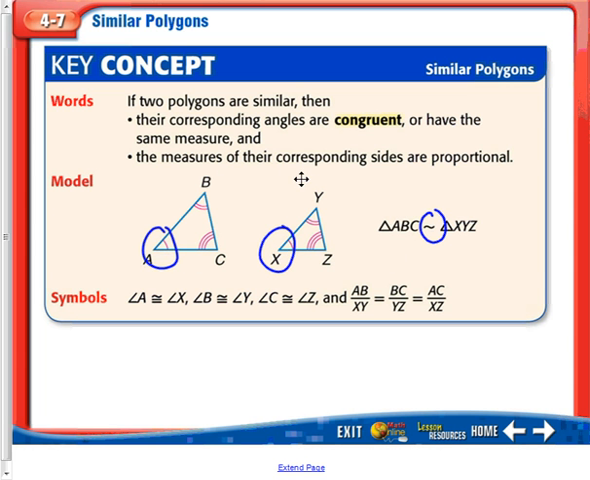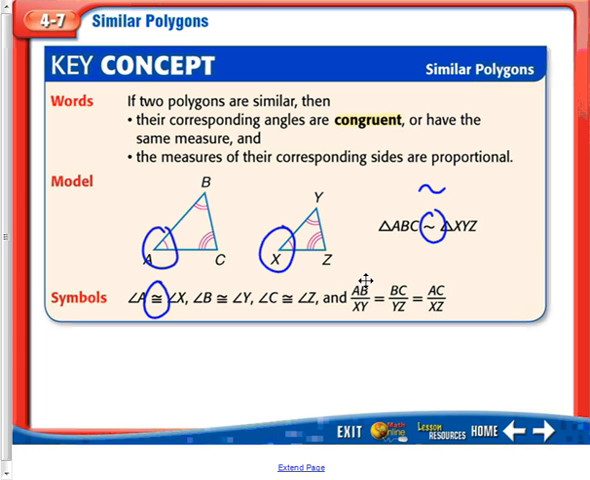And angle B is congruent to angle Y. Angle C is congruent to angle Z. Therefore, triangle ABC is similar to triangle XYZ. Notice it's just one squiggly line. That symbol means is similar to. This line right here means is congruent. So angle A is congruent to angle X. If you learn the symbols, you wouldn't necessarily have to write quite as much.